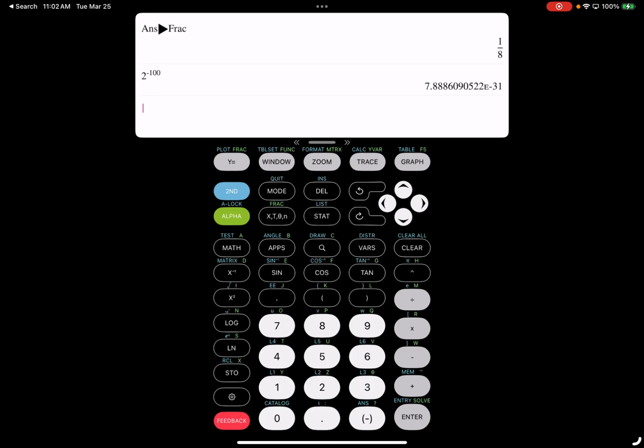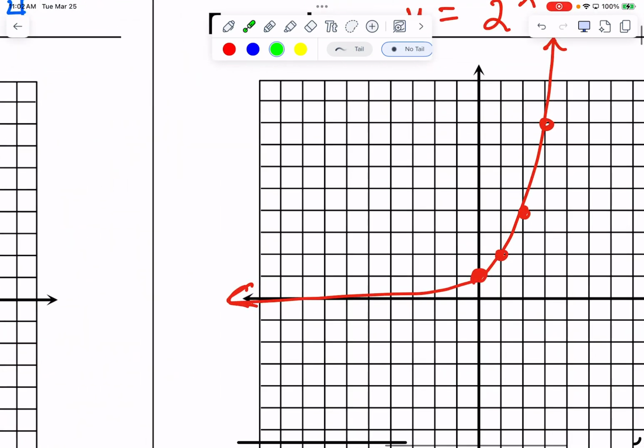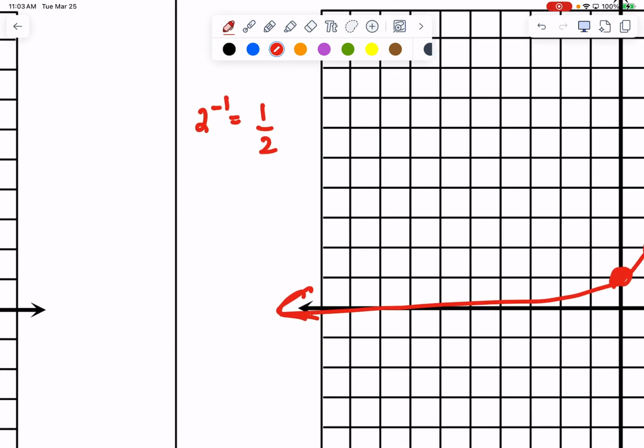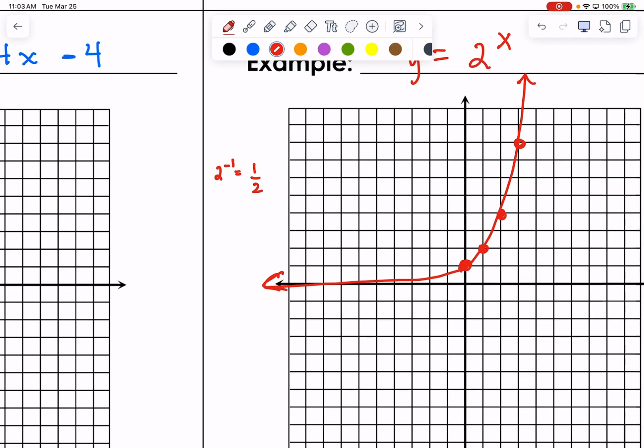Okay? So with that said, the reason this graph is flattening out towards 0 is when you use negative exponents, it's getting sent to the bottom of the fraction. So everybody write this in the margin. If you have 2 to the negative 1, that's really 1/2. Write this down. Just write it there in the margin.